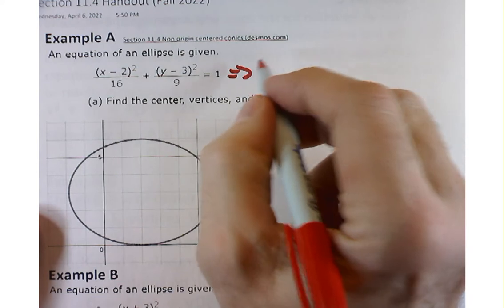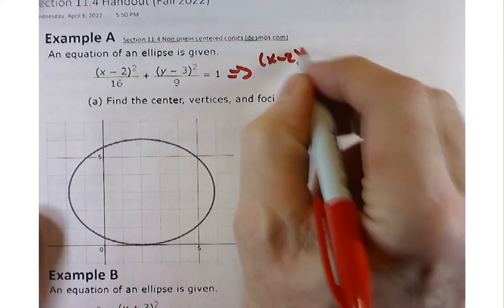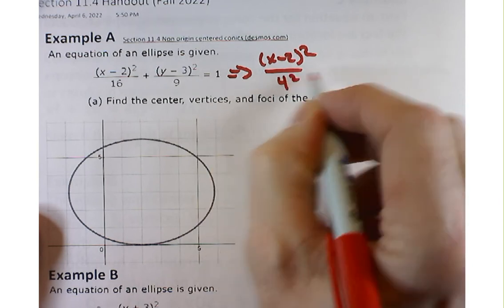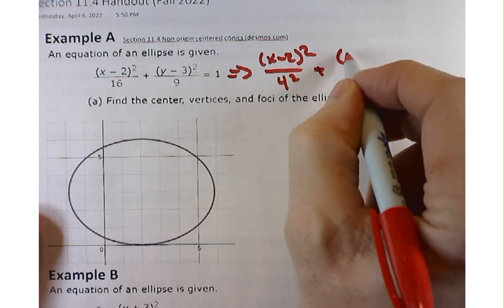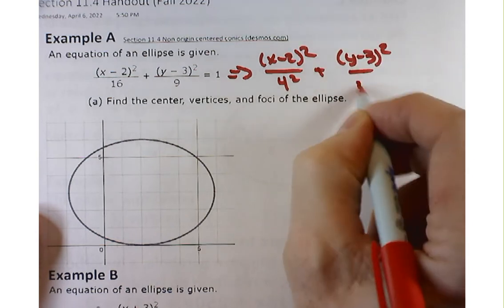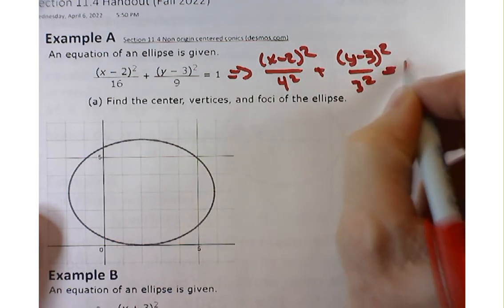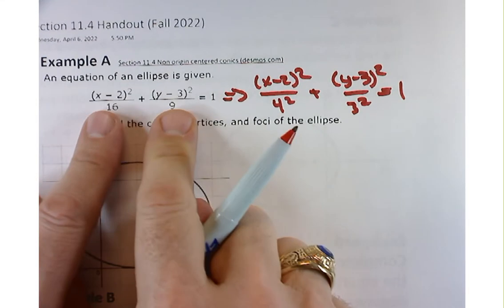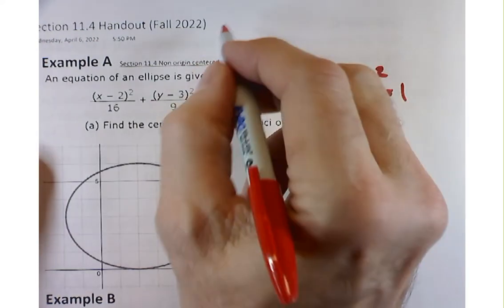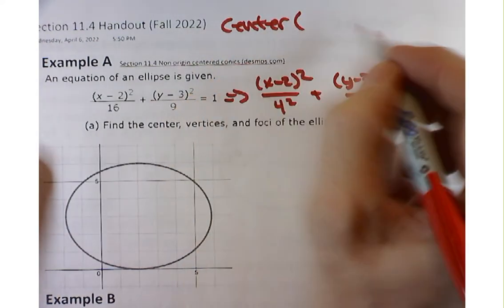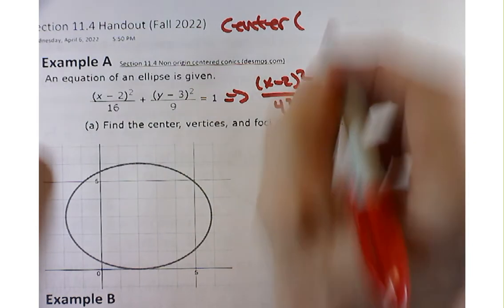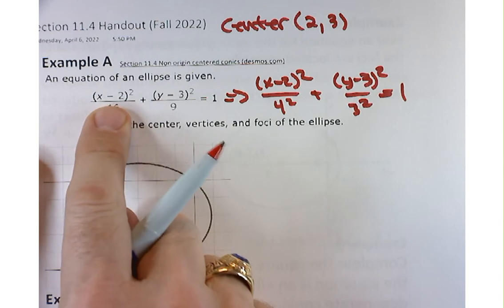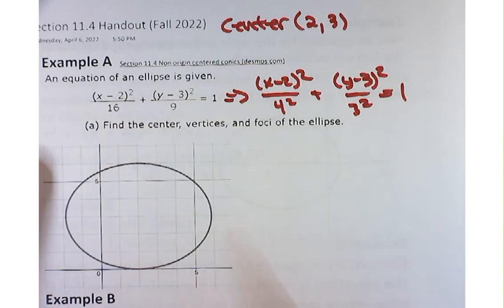How am I going to change this, Sean? You could write the 16 as 4 squared, and the 9 as 3 squared. Perfect. So I'm going to write these as perfect squares. So 3 squared and 4 squared respectively. Excellent. Jacqueline, can you tell me where the center would be? 2 and 3. Good, 2 and 3. You're looking for the values that make each of these binomials 0. So that would be x equals 2 and y equals 3.